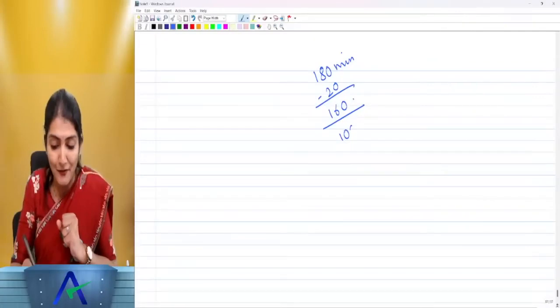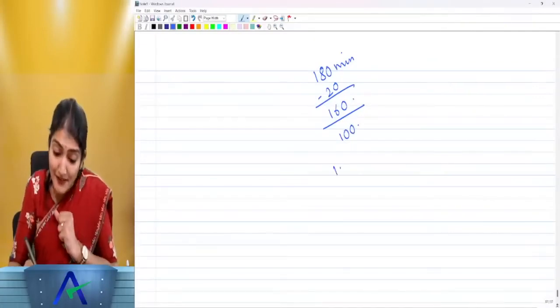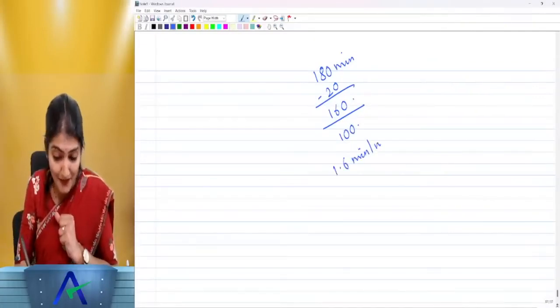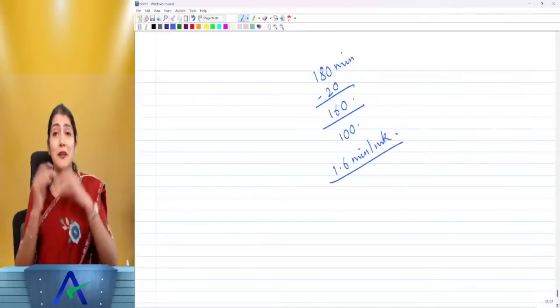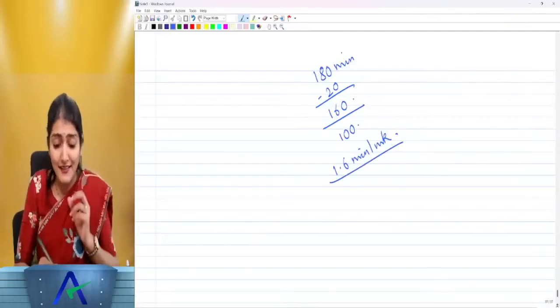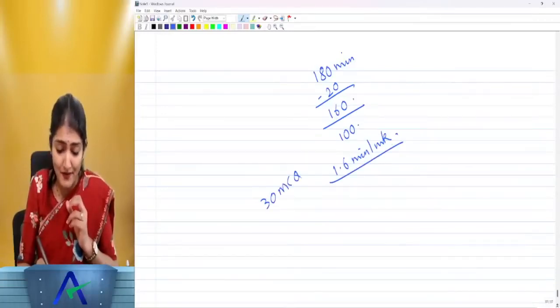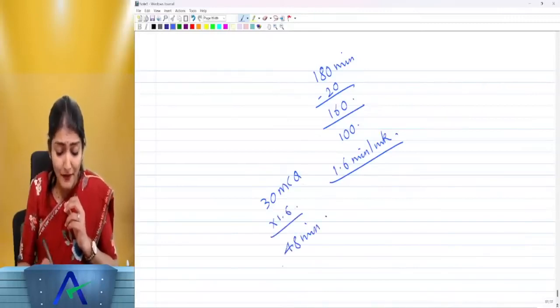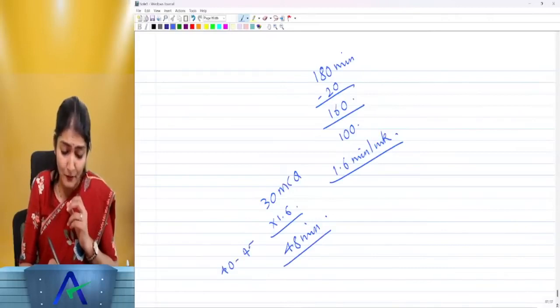And you have 100 marks of the paper to be written. So that means you have 1.6 minutes per mark. Right? So that logically says that 30 marks of the MCQ is there. So 30 into 1.6 comes to 48 minutes. So that's why I told you 40 to 45 minutes is what you need to use for the MCQ.